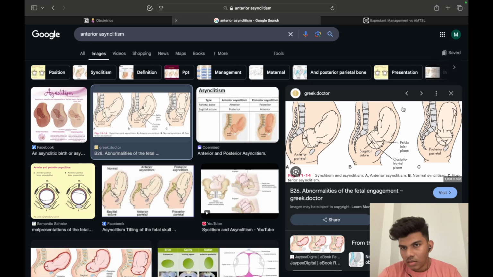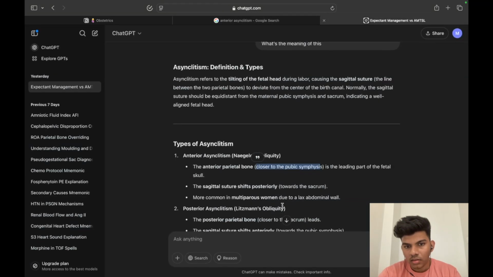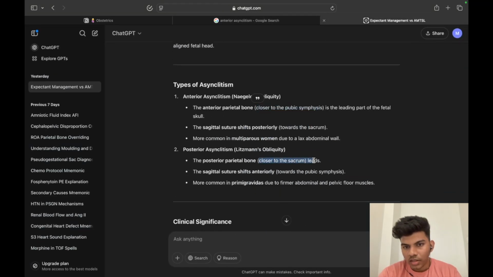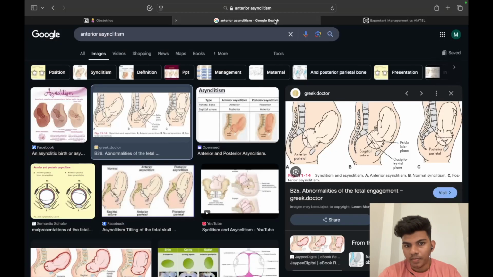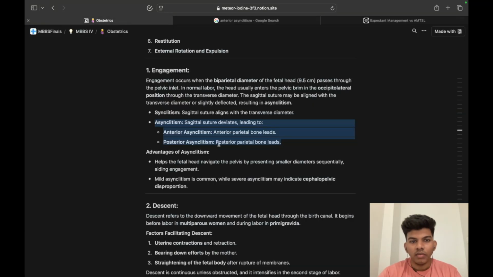bone is the one that is closer to the sacrum, which means the one that is away from the pubic symphysis. The sagittal suture shifts anteriorly. So here it shifts anteriorly, and the posterior parietal bone is the one that is leading over here. Hope it is understandable. So we are done with synclitism.